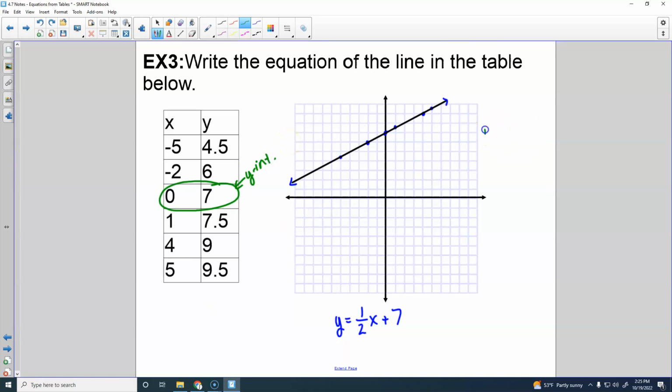If x equals 0 in the table, that point is your y-intercept. Oh, I just typed that.